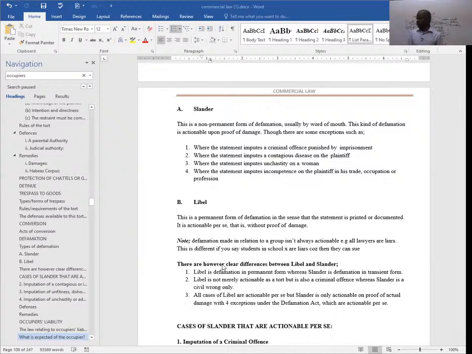So the 4 exceptions, under slander, you have to prove there was damage. Under libel, you don't have to prove there was actually damage, because this one is in a permanent form. It will remain in that particular newspaper that can be read for even over 50 or 100 years. People will be making reference to it because it is in a permanent form. So you don't have to prove there was actually damage or injury caused for you to be able to bring such an action in a court of law.